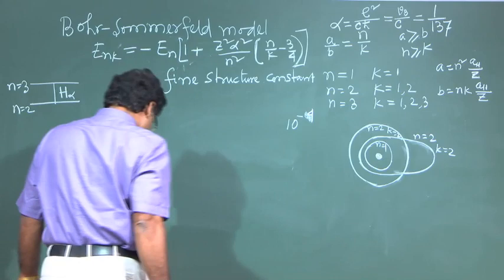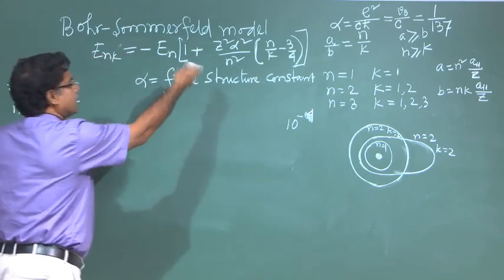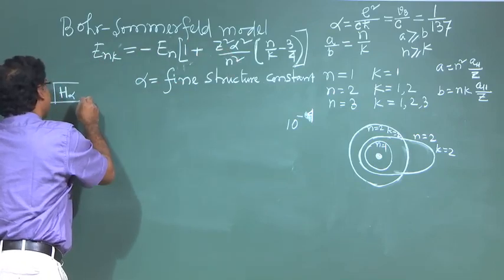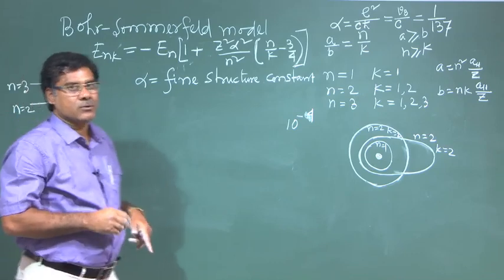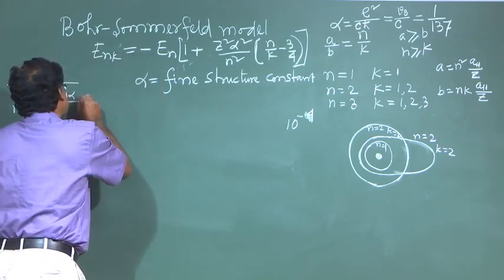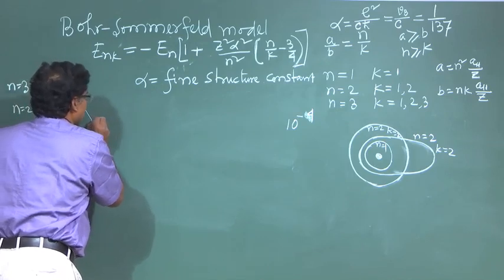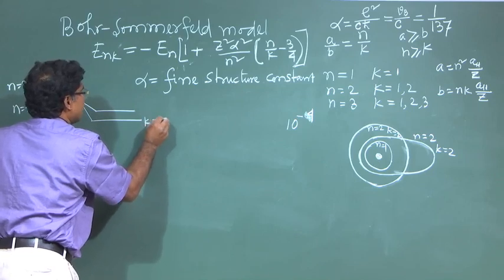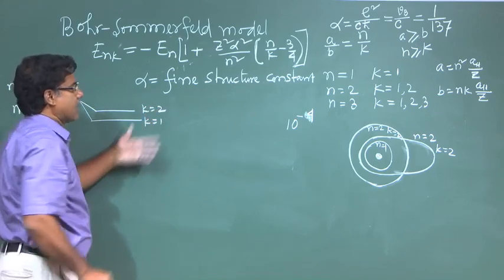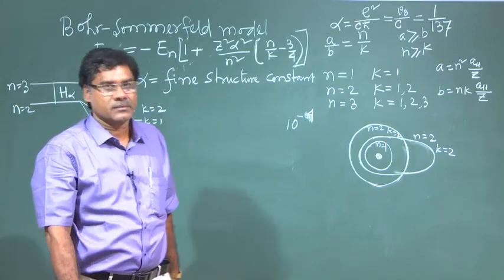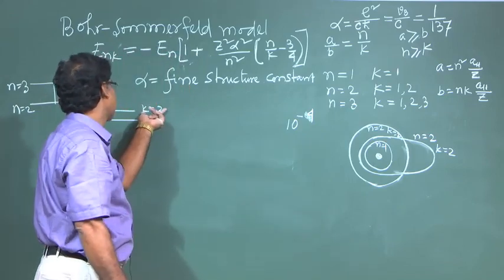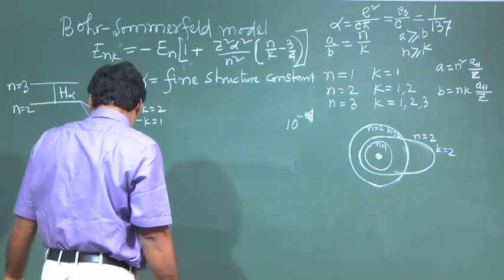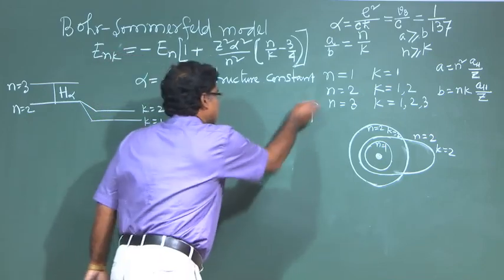Now, these lines are due to the Sommerfeld model. So n equal to 2 means k equal to 1 and 2. This energy level will split into basically 2 energy levels, for k equal to 1 and k equal to 2, as I have already discussed. k equal to 1 is lower than k equal to 2. This separation is very small, because this factor controls the separation.